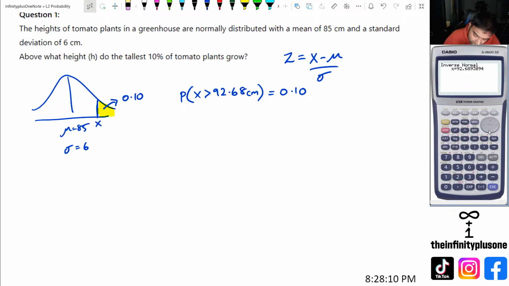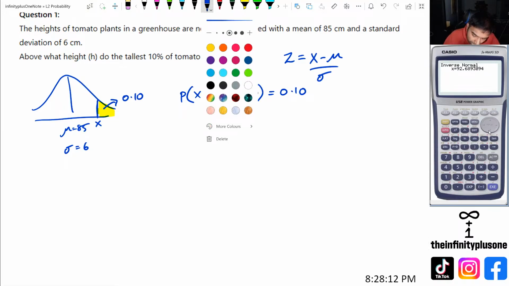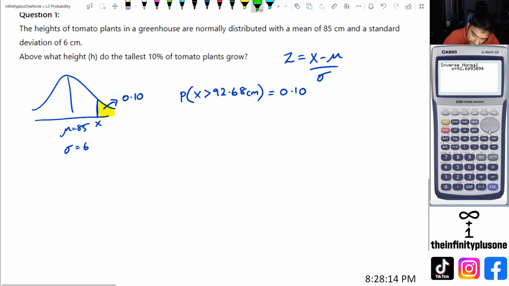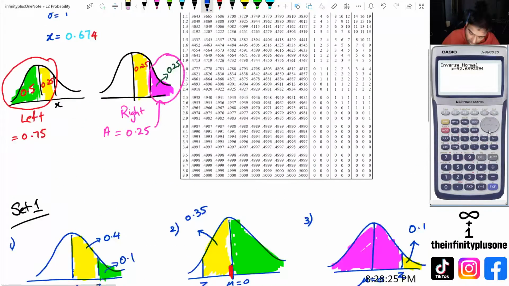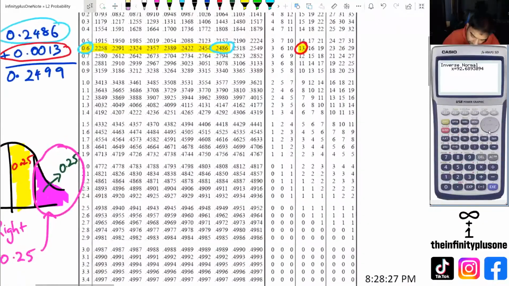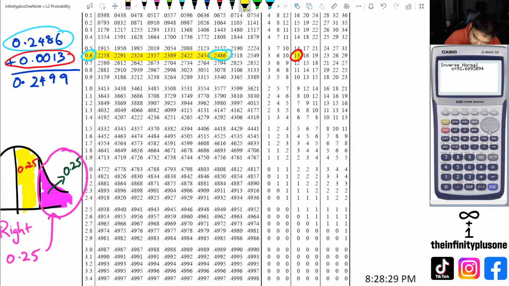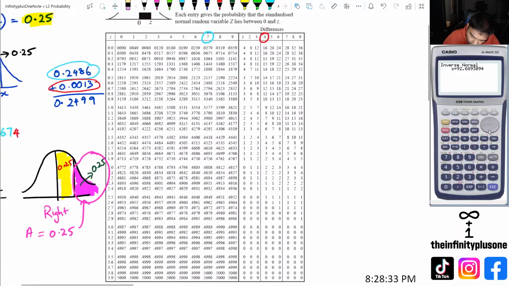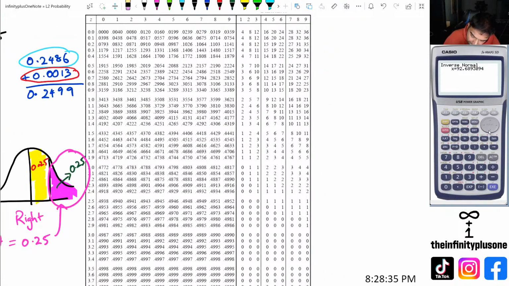So first things first, if I want to find 0.1, I need to know what the green area is if I'm actually going to look in the tables. Right now, the green area in this question is going to be 0.40. So I'm going to go back to my tables, and I'm looking for where 0.40 is.